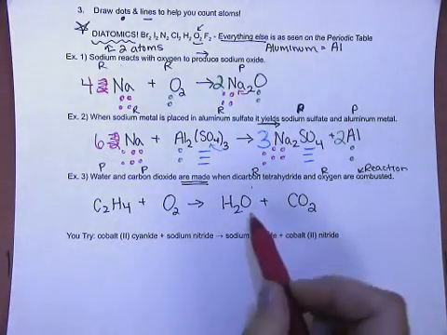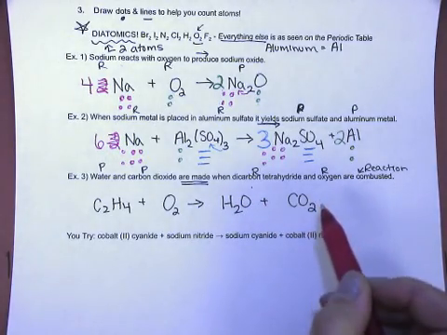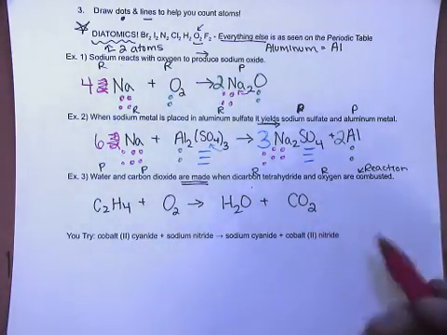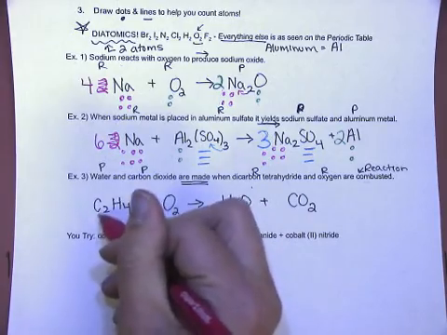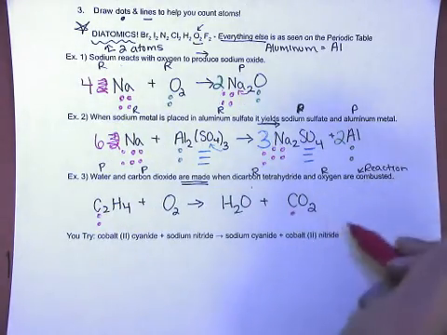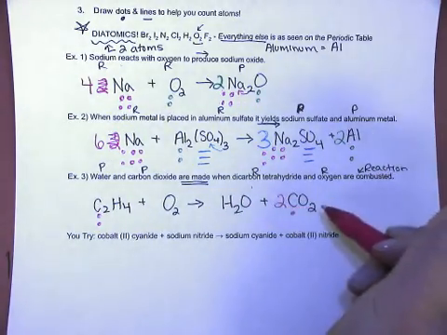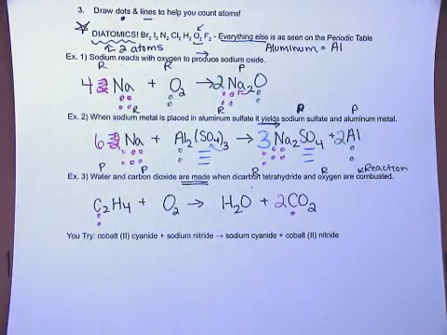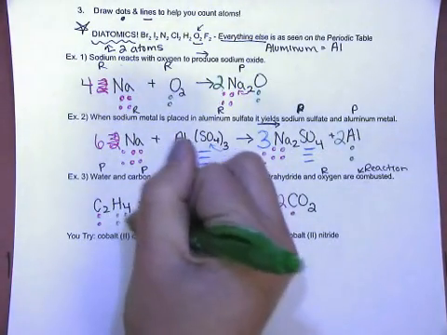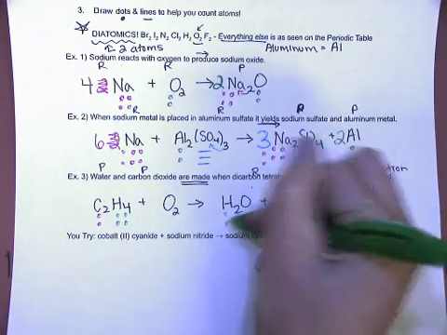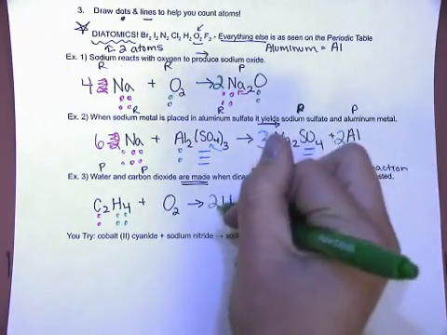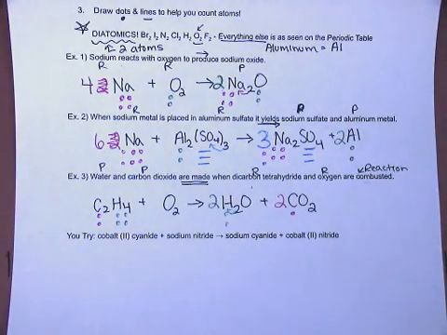Now I notice that oxygen is in both of my products, so I'm going to balance that last. So starting at the left, I have carbon, 2 carbons, and on the right, 1. So I added 2 in front. Hydrogens, I have 4 hydrogens on the left. I have 2 hydrogens on the right, so I added 2 in front.